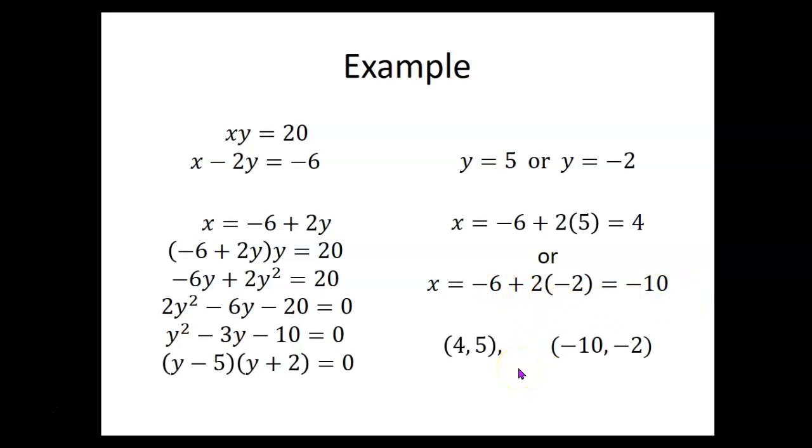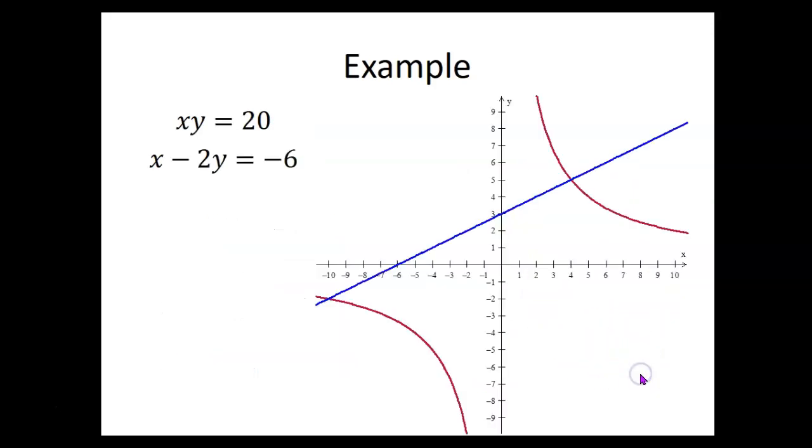So our solutions, written as ordered pairs x, y, we've got where x is 4 and y is 5, and we've got where x is negative 10 and y is negative 2. Here's what this looks like graphically. X times y equal to 20 is this two-part red curve, and x minus 2y equals negative 6 is this blue line.